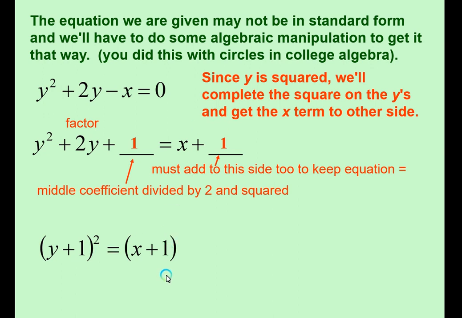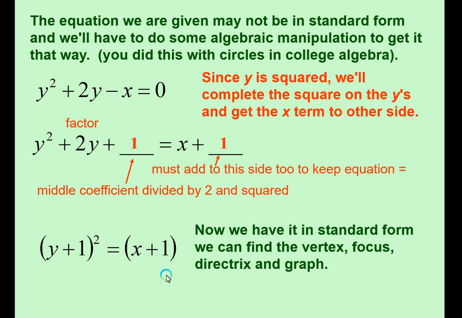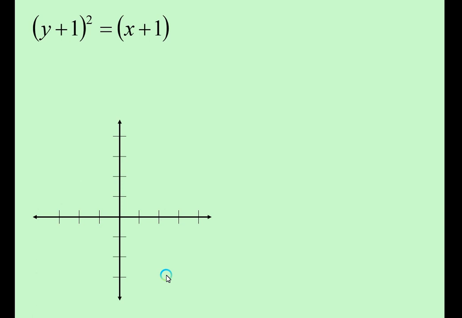Now we can determine our vertex, our focus, and our directrix. Y plus 1 squared is equal to x plus 1. Take note that y is squared and the equation is positive. Therefore, our parabola opens to the right.